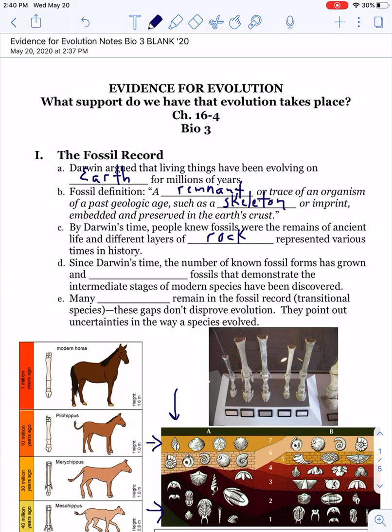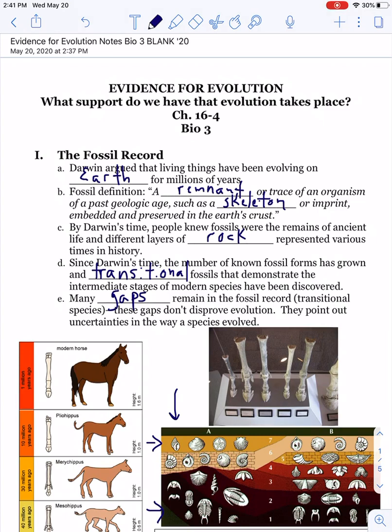Since Darwin's time, the number of known fossil forms has grown, and what are called transitional fossils that demonstrate intermediate stages of modern species have been discovered. Transitional fossils are the versions of a species in between a very ancient version and the modern day version. Many gaps remain in the fossil record. So we don't have every single transitional species that has ever existed, but that doesn't necessarily disprove evolution. It just shows that we have uncertainties in the way that species have evolved.